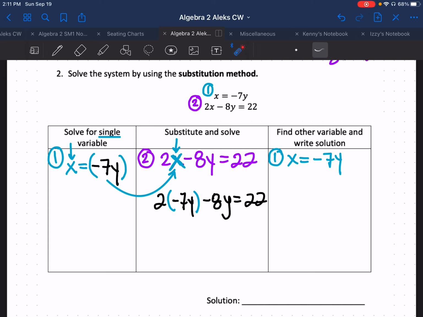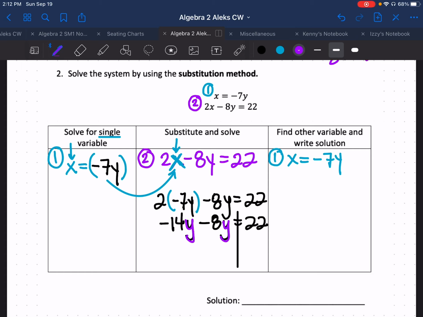I'm going to go ahead and multiply right here because that's what's hiding between them. So 2 times negative 7 is negative 14y minus 8y equals 22. Now I can solve this equation, and I'm solving for the variable y. Notice there are 2 of them, so I'm going to go ahead and grab my calculator, and I'm going to say negative 14 minus 8.